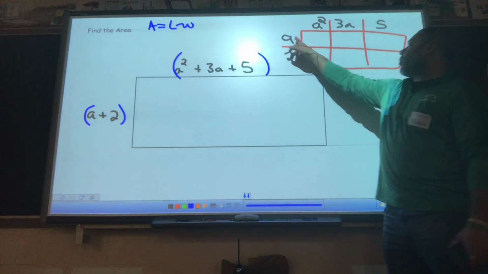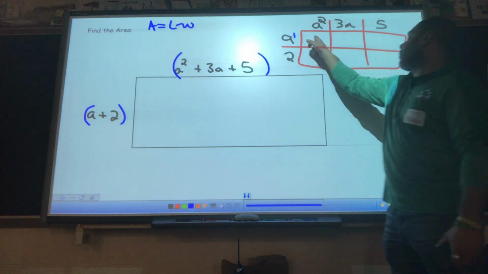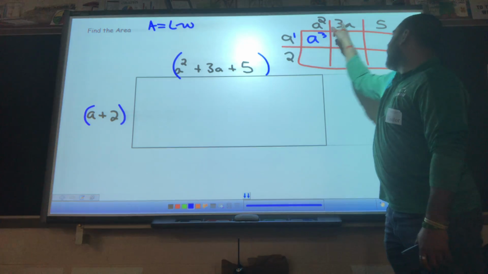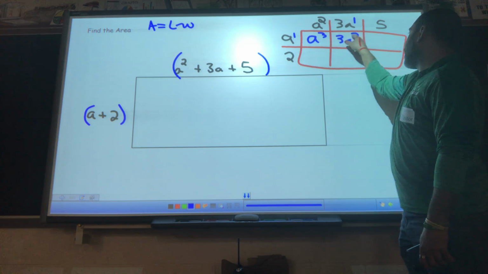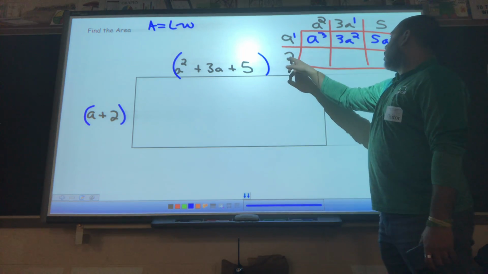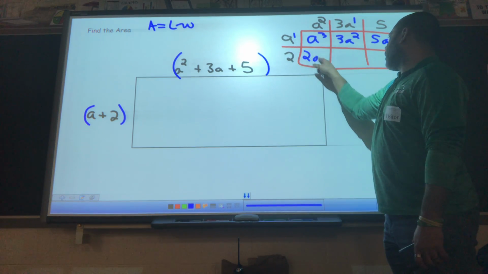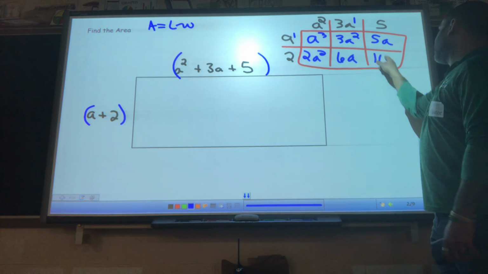So we're starting here. Remember, a times a squared. Don't forget to add your exponents. That'd be a to the third. A times 3a would be 3a squared. A times 5 is 5a. On to the bottom. 2 times a squared is 2a squared. 2 times 3a is 6a. 2 times 5 is 10.